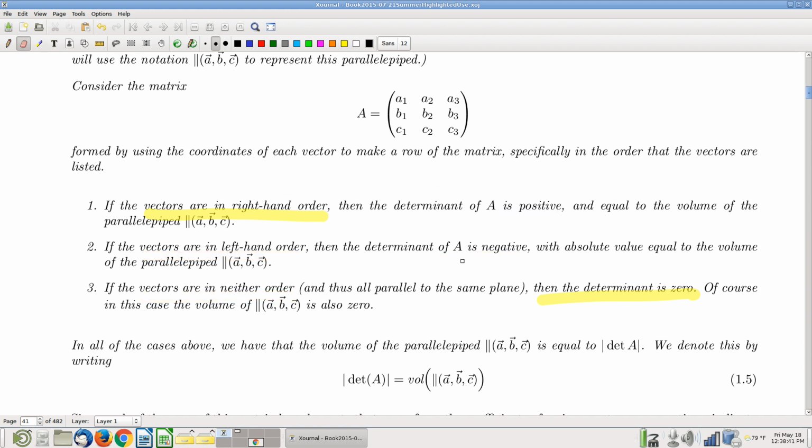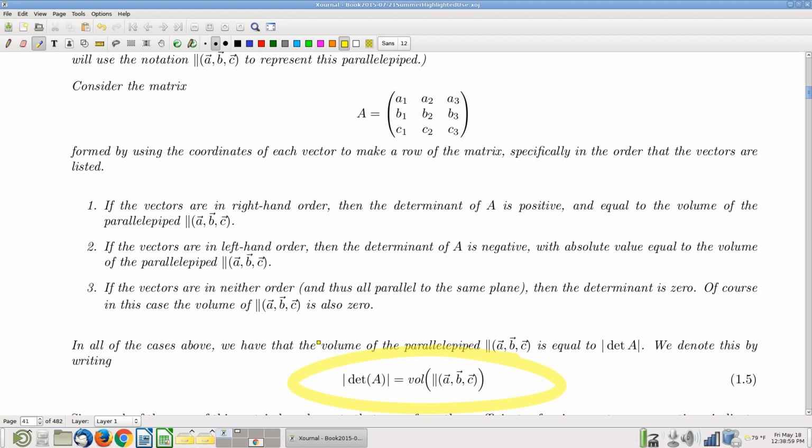And as you would sort of expect, in all cases, the determinant, by way of its absolute value, gives you the volume of the parallelepiped. So again, both aspects of the determinant are interesting. The sign tells you about the handedness. The magnitude tells you about the volume.